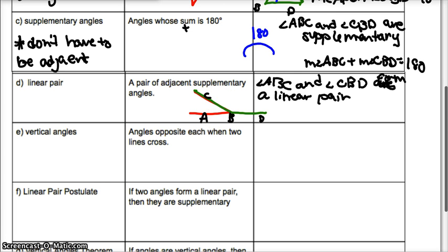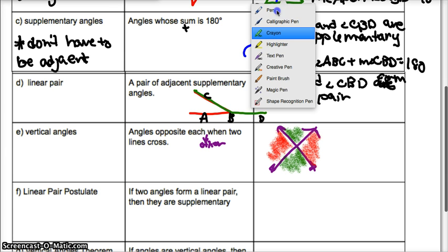Vertical angles are angles that are opposite each other when two lines cross. So here's a line, here's a line. Vertical angles are formed when they cross. I have one pair of opposite angles, or vertical angles, here and here. And I have another pair up here and down here.